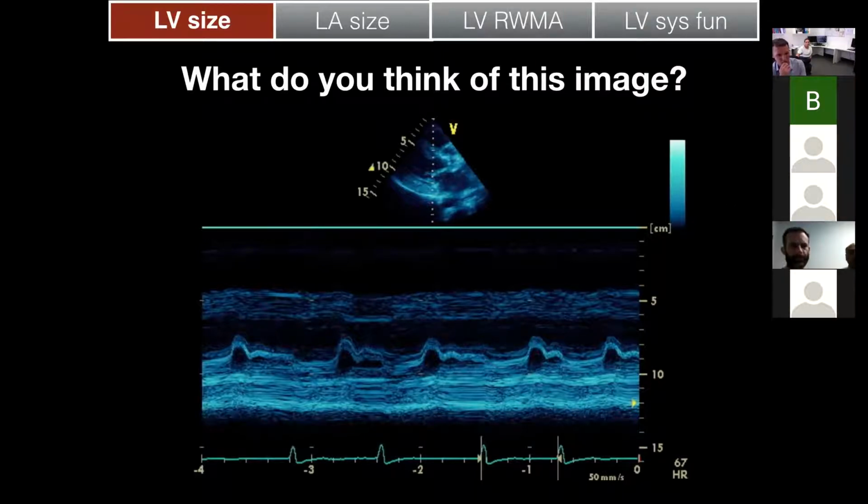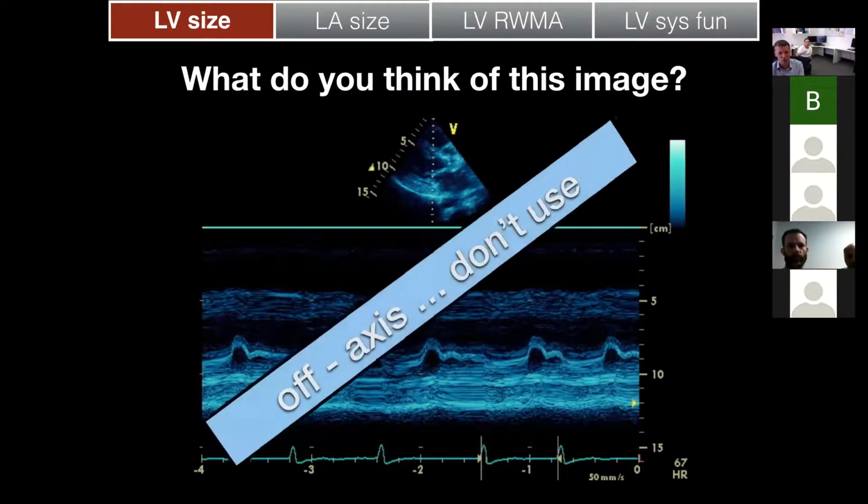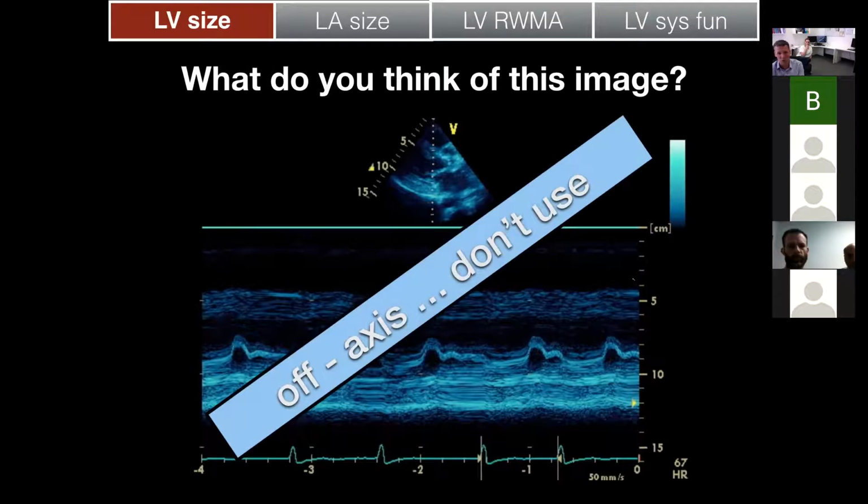So let's say I started making measurements as we talked, I tried to find my end diastolic dimension. What do you think about it? It's going to be completely wrong because it's off axis and it's not perpendicular to the pericardium and the posterior wall. Fantastic. So I completely agree. So I don't use this. I think it's useless. So I'm not going to use that to make measurements.